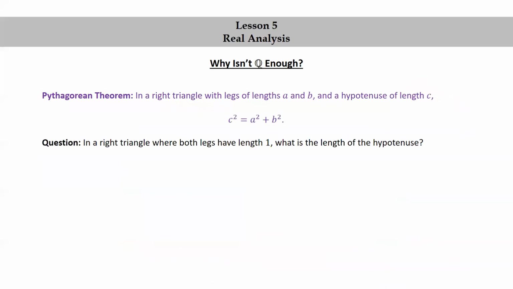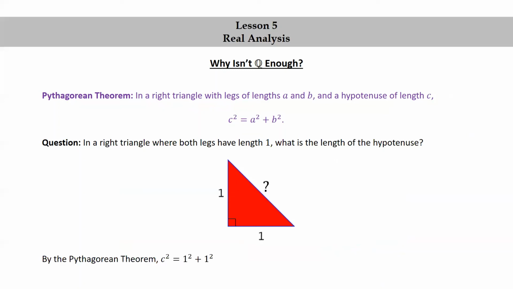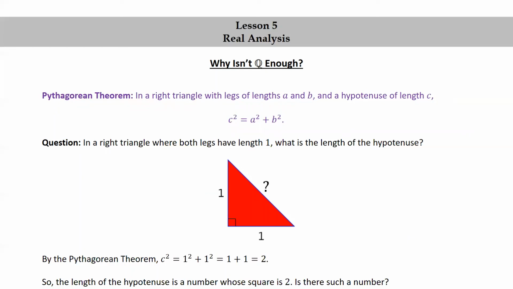Question: in a right triangle where both legs have length 1, what is the length of the hypotenuse? By the Pythagorean theorem, c squared is equal to 1 squared plus 1 squared, which is 1 plus 1, or 2. So the length of the hypotenuse is a number whose square is 2. Is there such a number?